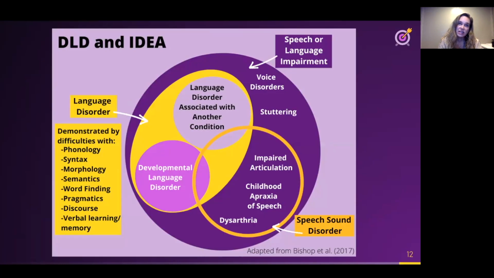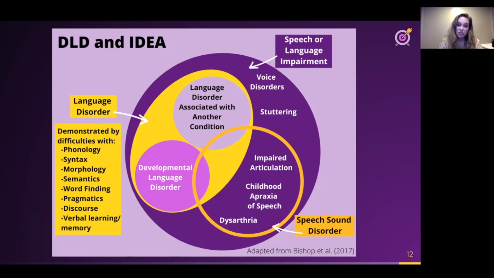Let's look at how DLD fits into the bigger picture. In this figure, we have included terms associated with speech or language impairment that are noted in the Individuals with Disabilities Education Act, or IDEA. Under IDEA, a speech or language impairment is defined as a communication disorder such as stuttering, impaired articulation, language impairment, or a voice impairment that adversely affects a student's educational performance.